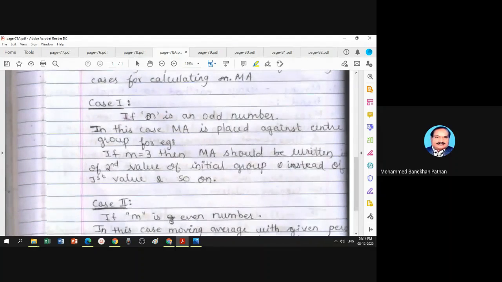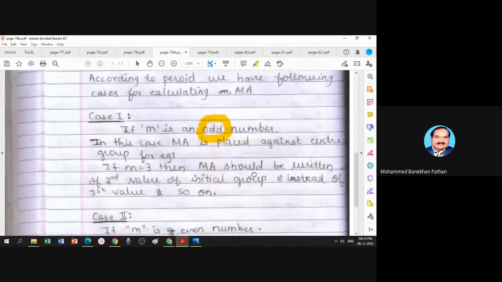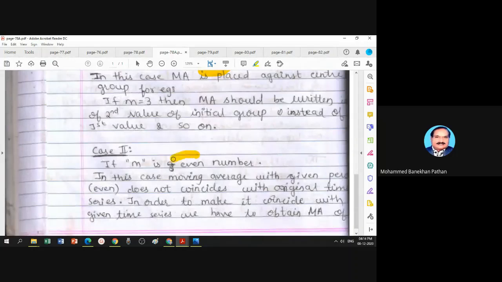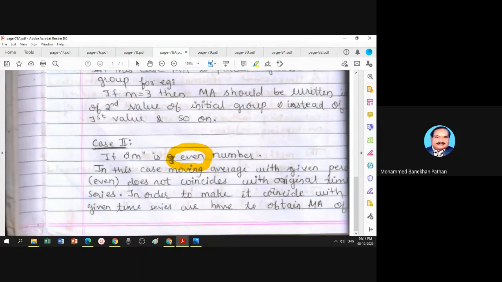The value of m may be an odd number, sometimes an even number. If it is an odd number, calculations are straightforward like this. There is no change. But if you have an even number, then you have to make a little change in the calculations. To get the value of moving average, in other words the value of trend, in case of an odd number, only one type of calculation we perform. If the period under study is even, then we have to make two calculations.